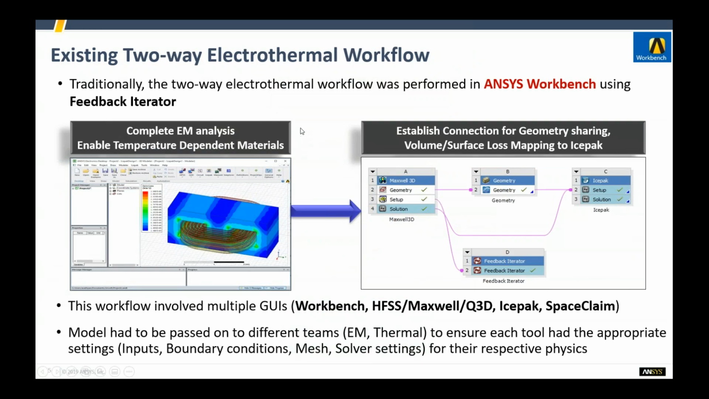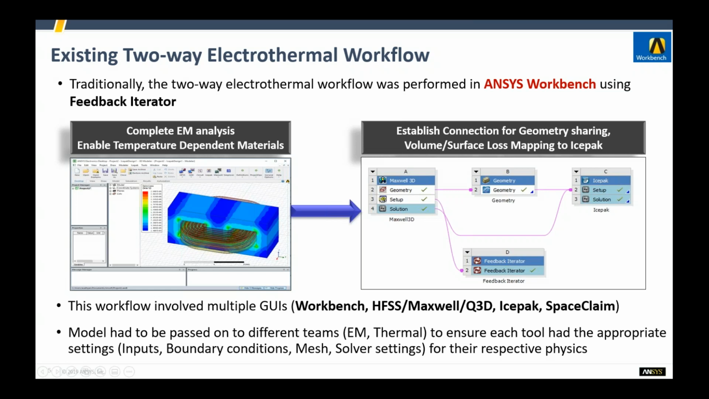So the previous two-way electrothermal workflow in ANSYS, not long ago, about 19.1, was still performed in ANSYS Workbench using the feedback iterator. So this workflow is very smooth and powerful, but there is a little bit of a setback to this.